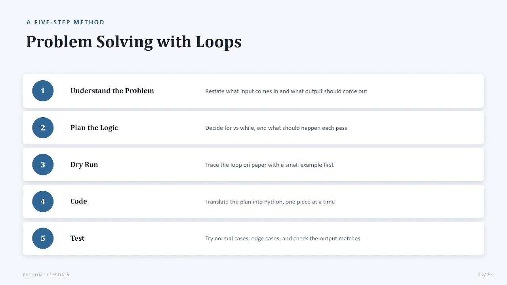Step number 2, identify the input. Next ask, what information does my program need? In this particular program, we don't even need user input because the numbers are already given. But imagine the question says, ask the user for a number and calculate the sum from 1 to that number. Now we need an input.